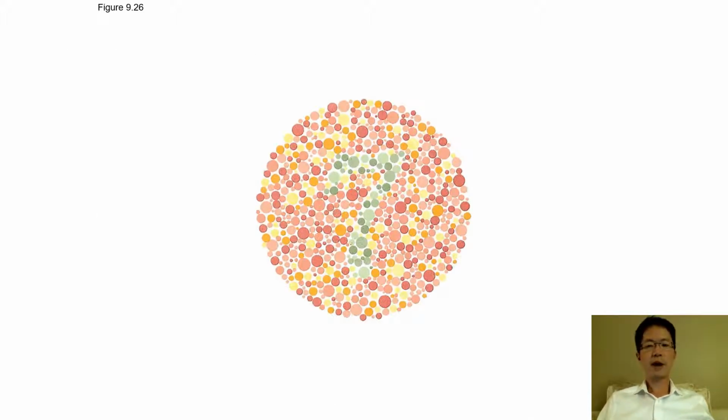How many of you cannot read the number on this slide? If you cannot read the number on this slide, that means you have color blindness.